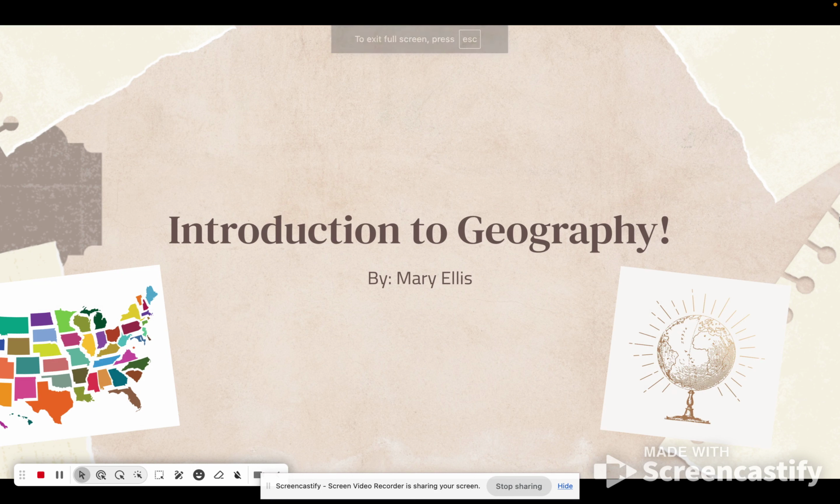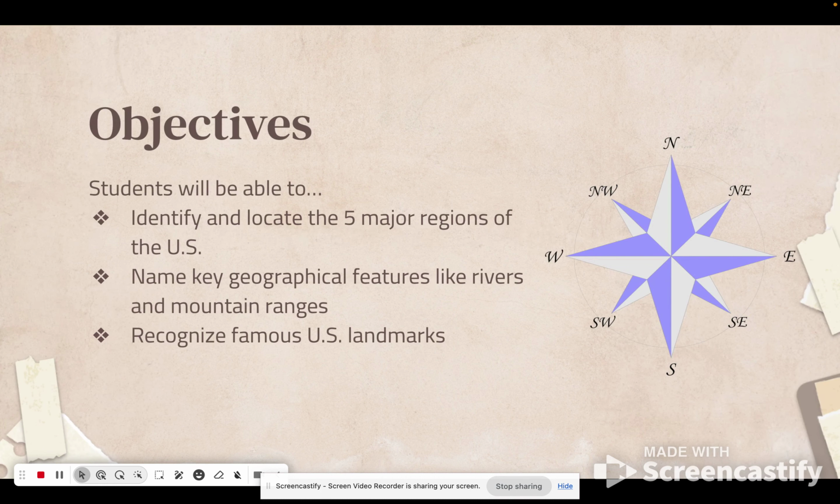Okay, good afternoon, class. Today in our social studies class, we are going to be doing an introduction to geography, so let's get started. Today, our objectives are students will be able to identify and locate the 5 major regions of the U.S., name key geographical features like rivers and mountain ranges, and recognize famous U.S.